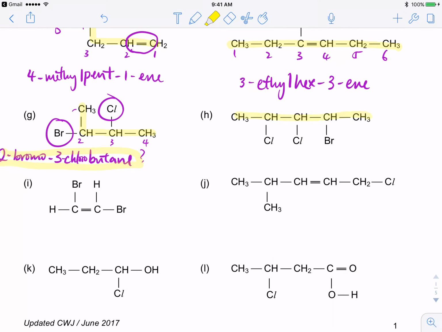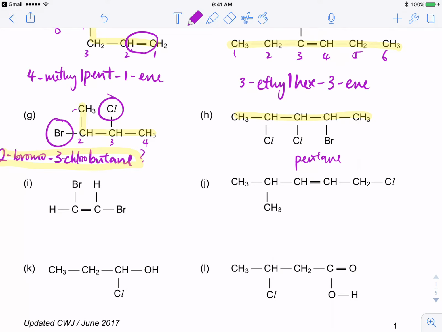Okay, let's look at the next one, which is the longest chain. It will be over here. Okay, so 1, 2, 3, 4, 5. 5, that means it's pentane. We have 2 chloro groups and 1 bromo group. So how do I name this? Which one should have priority?